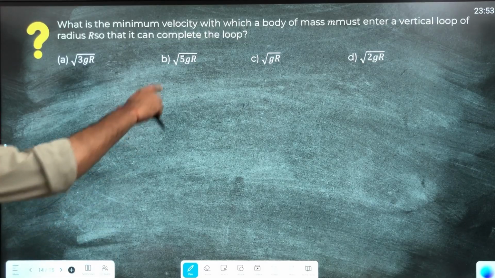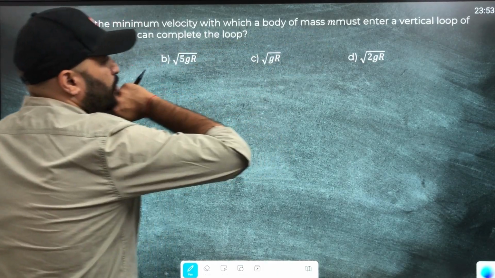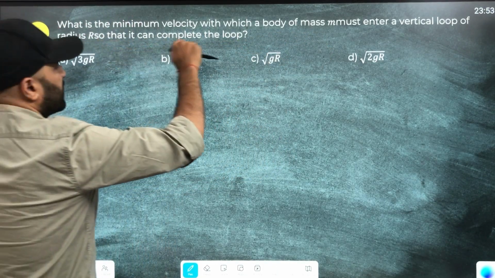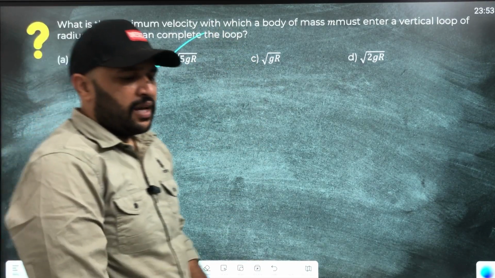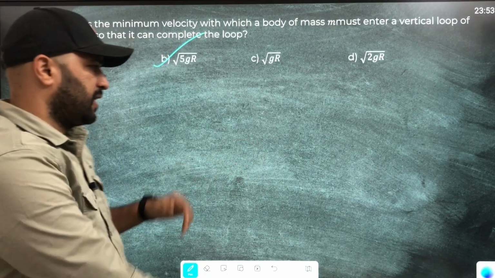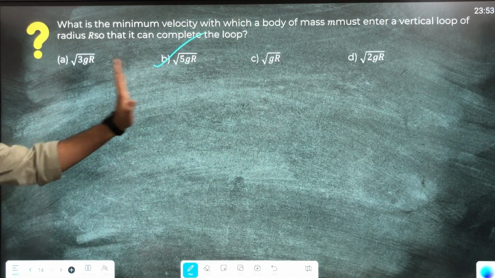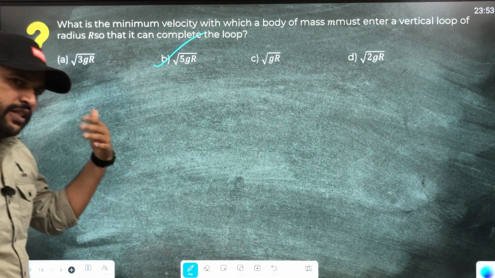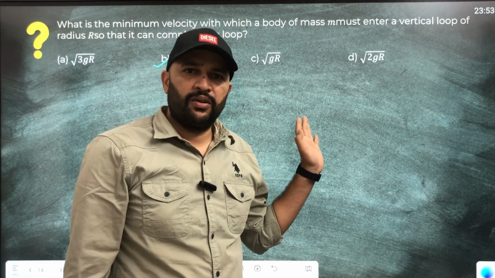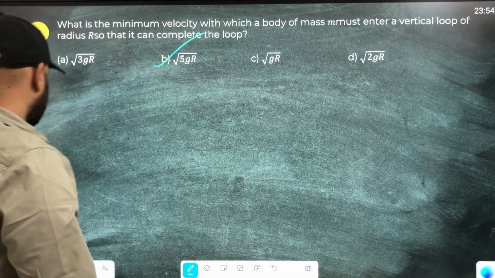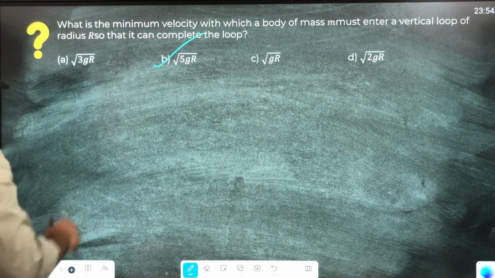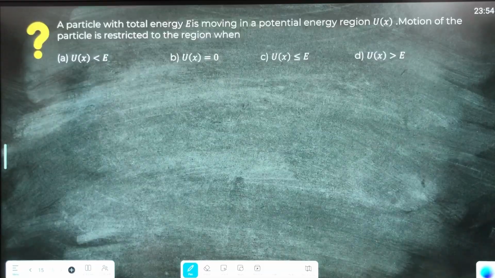What is the minimum velocity with which a body of mass m must enter a vertical loop of radius r so that it can complete the loop? Root 5gr, just now we did it in the previous problem. We will not derive it right now, because that's a derivation. You can directly remember this, or if you require it, put it in the comments, and I will do a separate lecture on vertical circular motion. There we can derive this expression. Let's see the next one.